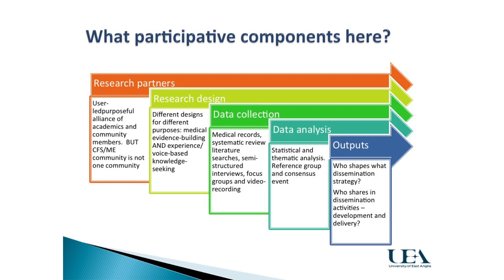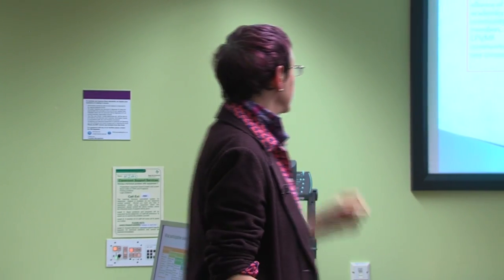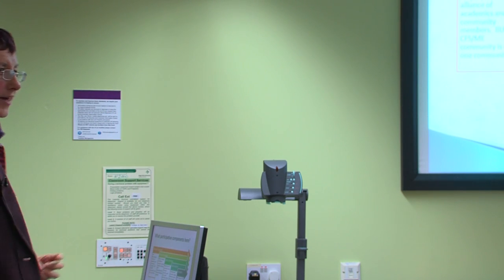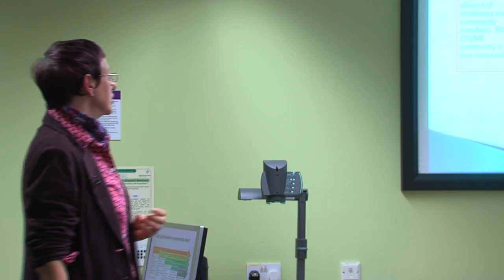And so if we think about those elements of research, what kinds of things, how far were they able to be participative? So the research partners, I mean, this was a user-led, and I would definitely say purposeful, alliance of academics and community members, but we were also very aware throughout the process. I mean, we personally had to deal with a number of very, very challenging situations and confrontations over the period that we were carrying out this research, because the CFS community is not one community. So while we would be validated, if you like, by one group of people or some groups of people, there were other groups of people who were very unhappy we were undertaking any kind of social recognition research at all. And I can talk about that at the end if people have questions about it.